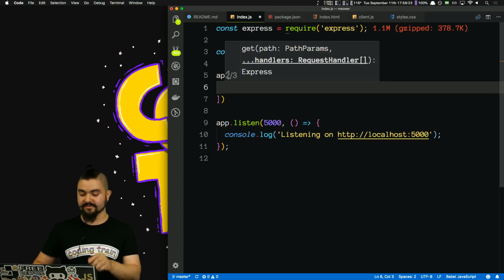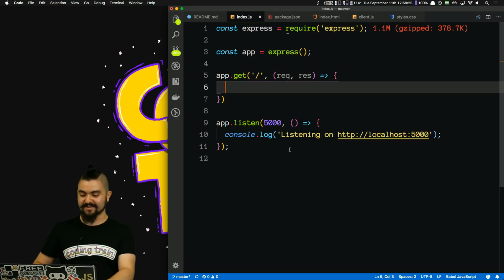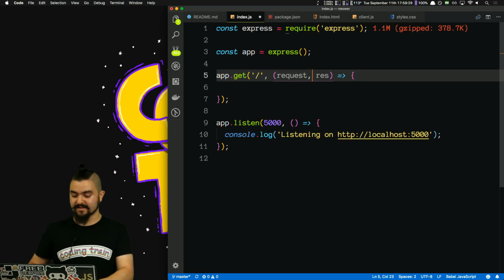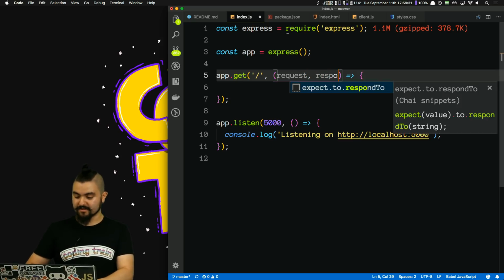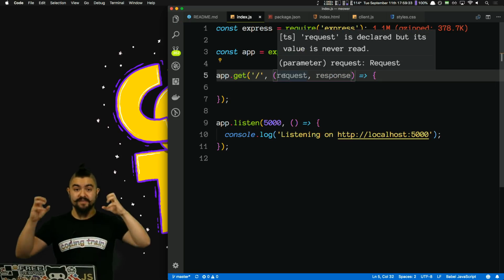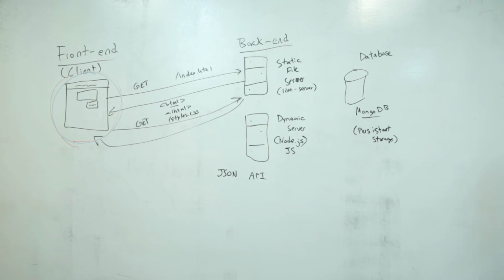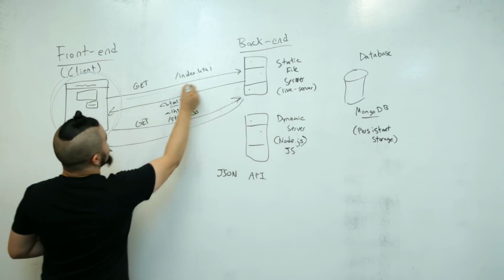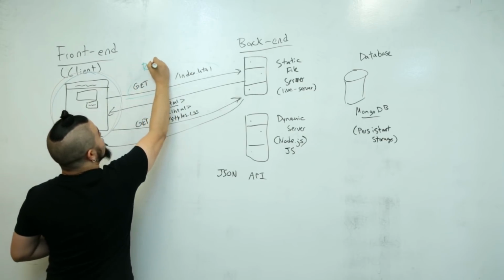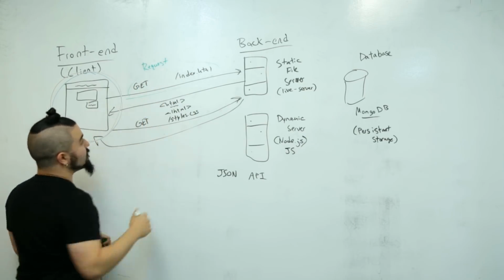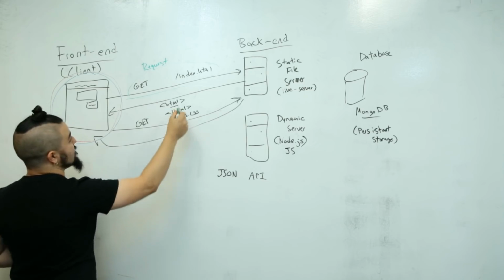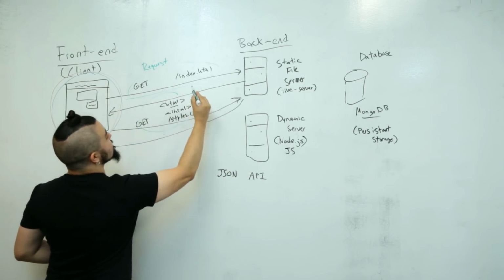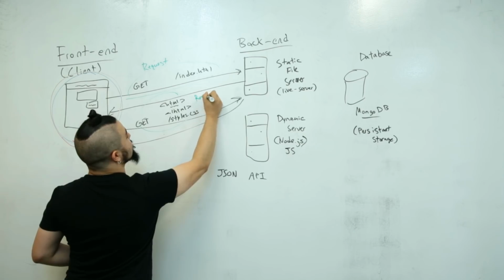And we have two variables in here. Typically, they're abbreviated req and res, which I like to do, but they really stand for request and response. And these are two variables that exactly correspond to our diagram. So here, this is the request. It's what the server is asking for. And then this arrow going from the back end to the front end, this is the response.